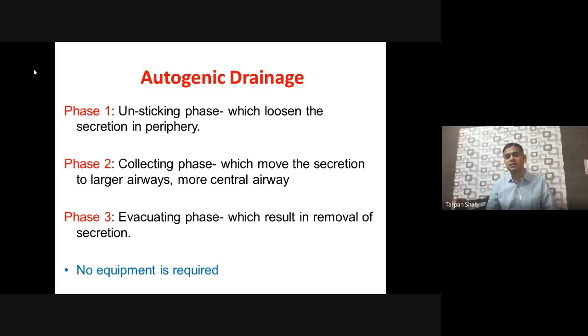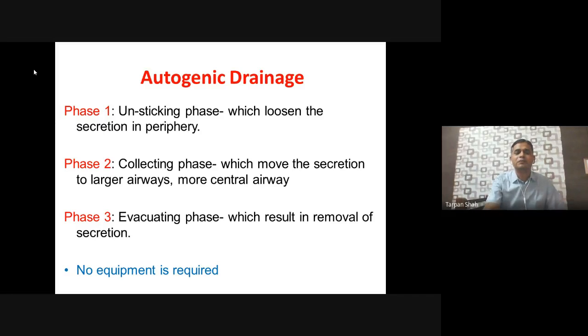In phase 1, the unsticking phase, we use low volume huff. In the collecting phase, we use mid volume huff. And in phase 3, the evacuating phase, we use high volume huff. With the low volume huff, you can loosen the secretions in the periphery, that means the lowermost area. With the mid lung volume huffing, you can move the secretions to the larger airway. And with the high volume huff, you can remove the secretions.